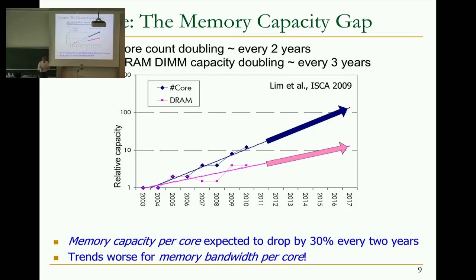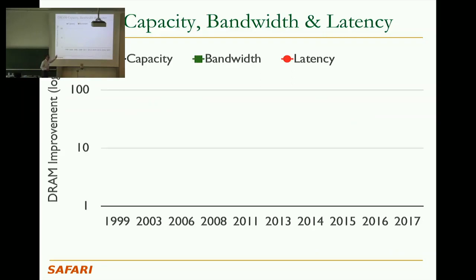We're essentially starving these cores, even though we need the data inside them. OK, let's have some fun with the DRAM trends in a little bit. So this is a picture of the last 18 years until 2017 of the DRAM history. I'm going to plot the improvement in capacity, bandwidth, and latency that we've seen over 18 years in the commodity DRAM chips of the day, DDR chips.